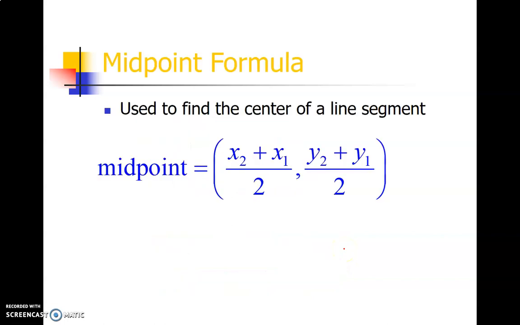Next, we're going to solve the midpoint formula. The word is midpoint, or the middle, the center of the line, used to find the center of a line segment. For the formula, you add x sub 2 and x1 and divide by 2. It's the same as getting the average: if you're getting the average, you divide by the total number of values. Then the same for y, y sub 2 plus y1 divided by 2, so that you can find the center of the line.